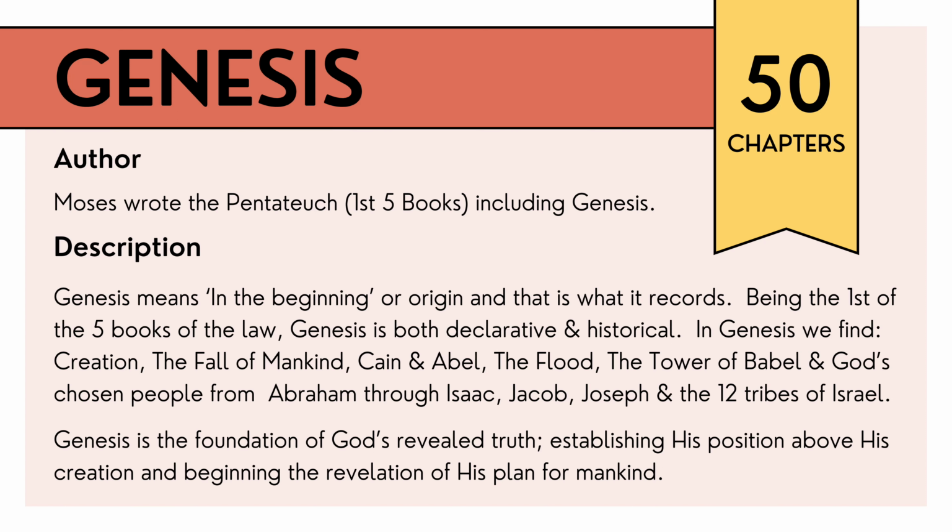Isaac trembled violently and said, "Who then is he who has taken venison and brought it to me, and I have eaten of all before you came, and have blessed him? Yes, he will be blessed." When Esau heard the words of his father, he cried with an exceedingly great and bitter cry, and said to his father, "Bless me, even me also, my father." He said, "Your brother came with deceit and has taken away your blessing."